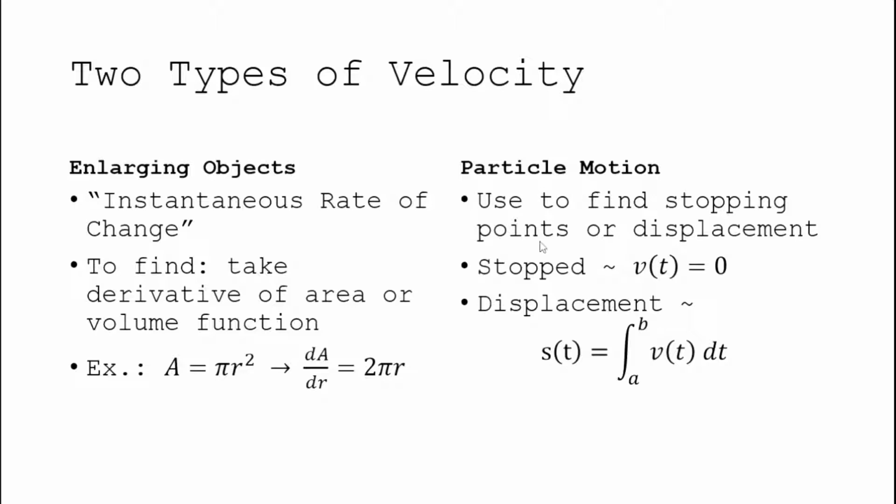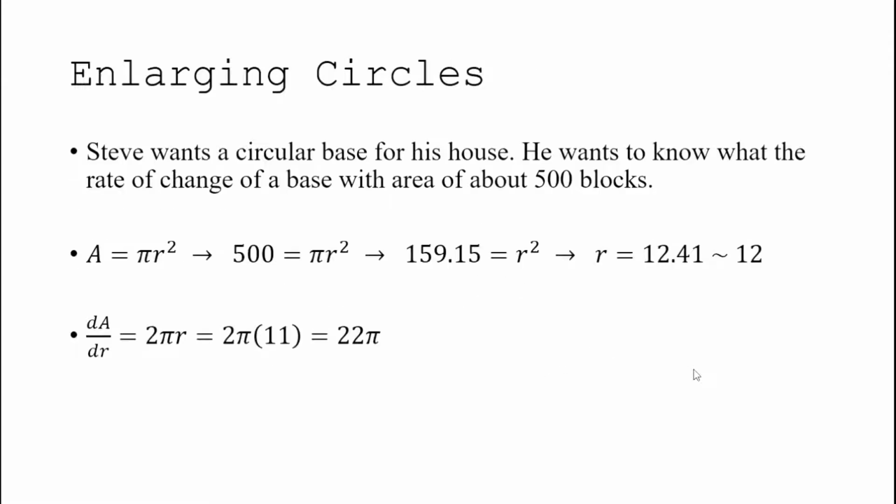If we want to find a stopped particle, we can just simply find where the velocity function is 0. And this is simple to do unless, of course, you have only the displacement function, in which case you have to find the derivative. Also, you can find displacement by doing the opposite, by taking the integral of the velocity function. All right, let's do some examples.